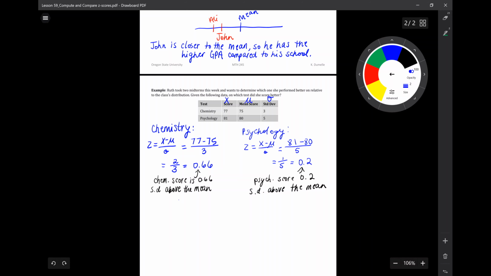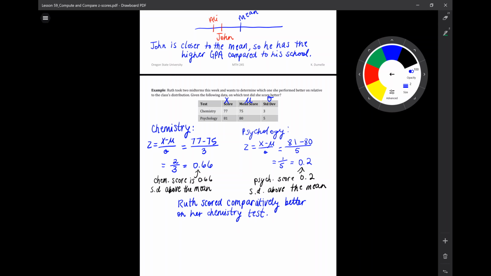So Ruth scored comparatively better on her chemistry test. And again, here we had two different data sets with two different means and standard deviations, but z-scores are a great way in order to compare two data sets with each other.